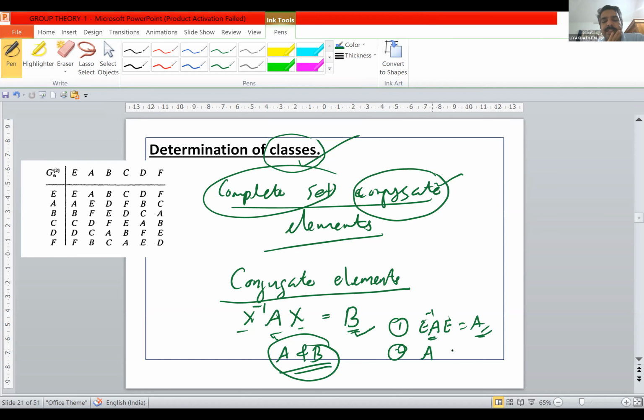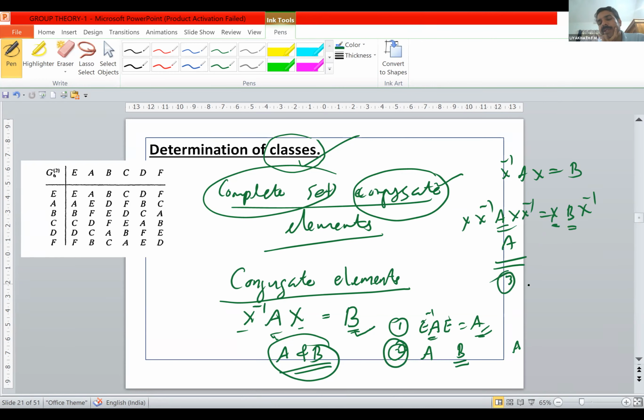Second one, if A is conjugate with B, then B is conjugate with A. We can prove it like this: when A is right multiplied by X and left multiplied by X inverse, we get B. Then if you multiply B on the right with X inverse and on the left with the inverse of X inverse, that is X, then we get A. That means when A is conjugate with B, then B is conjugate with A. That is the second property.